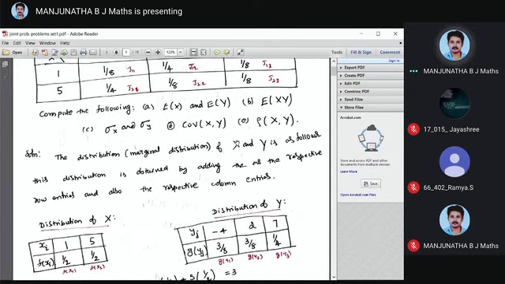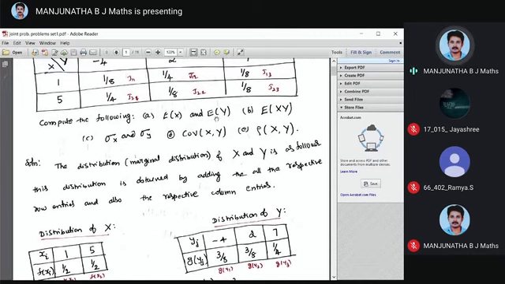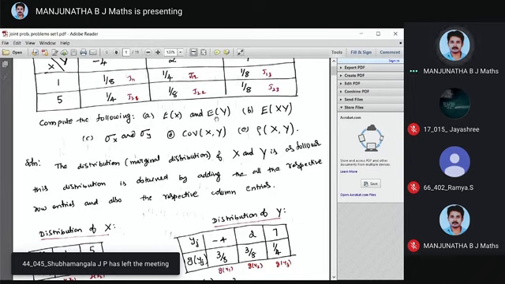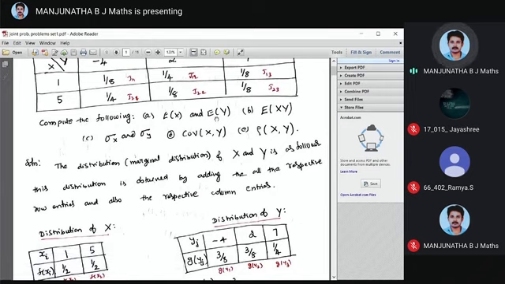Compute the following. First one, expectation of x and expectation of y. What is the formula? Expectation of x or mu x equals what? Summation of x into f of x. But I have the joint distribution. How do you get the distribution for x and y? Therefore, to compute expectation of x and expectation of y, I want marginal distributions for x and for y. Therefore, first we must write distributions for x and y. How do you write that?